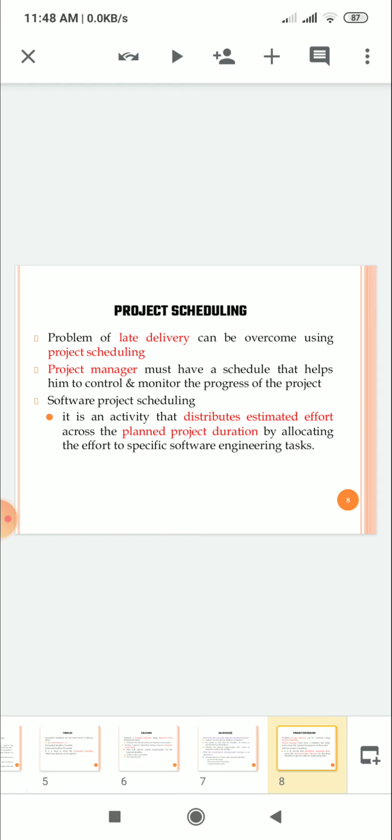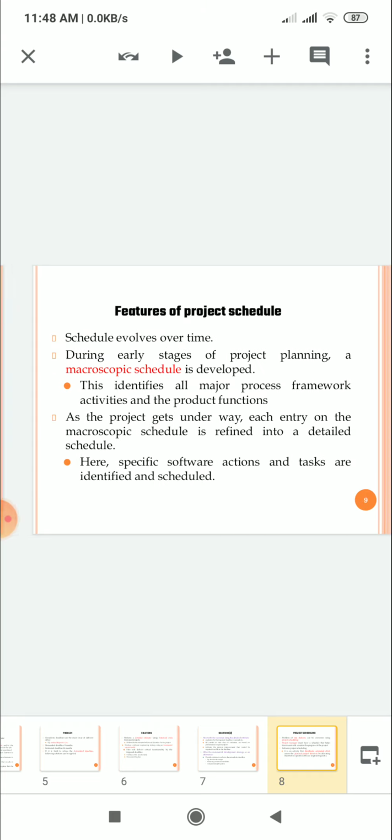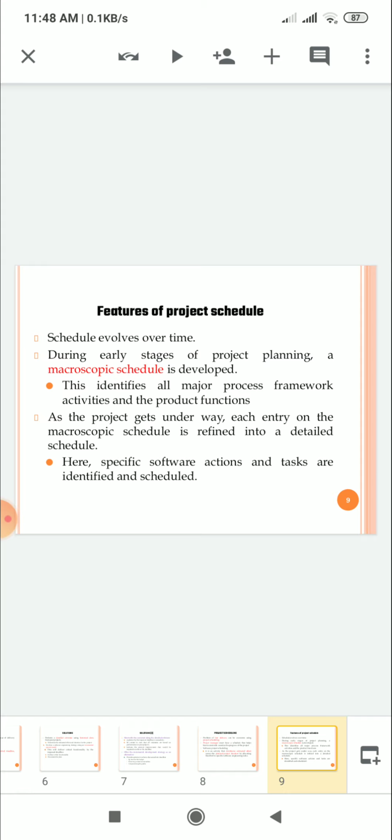What do you mean by project scheduling? The problem of late delivery can be overcome using project scheduling. The project manager must have a schedule that helps him to control and monitor the progress of the project. What do you mean by software project scheduling? It is an activity that distributes estimated effort across the planned project duration. So it means that we are distributing estimated effort across the planned project duration by allocating the effort to specific software engineering tasks.